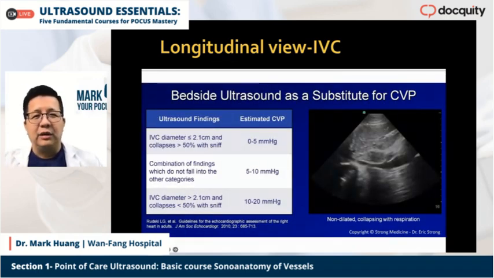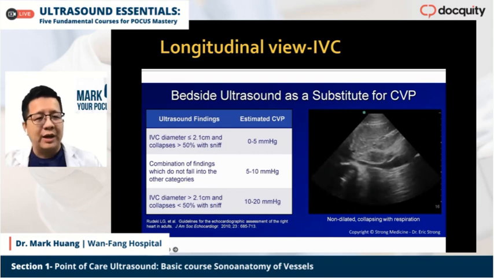So for the clinician, we just want to know how to measure it very quickly, and it also has clinical meaning. If you see the diameter is less than 2.1 centimeter, and on inspiration you find over 50% collapse, it means the CVP level is low. You can give the patient more fluid.